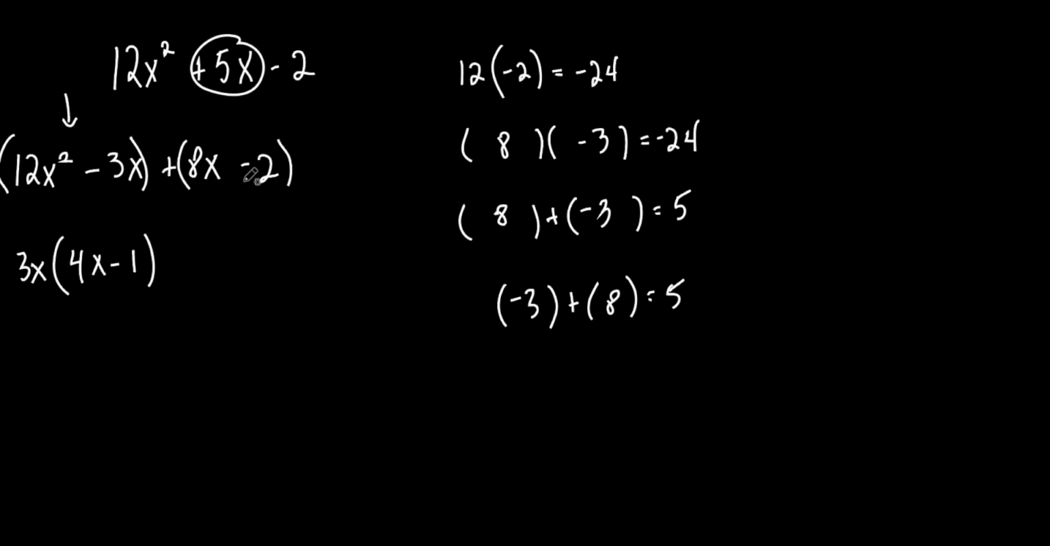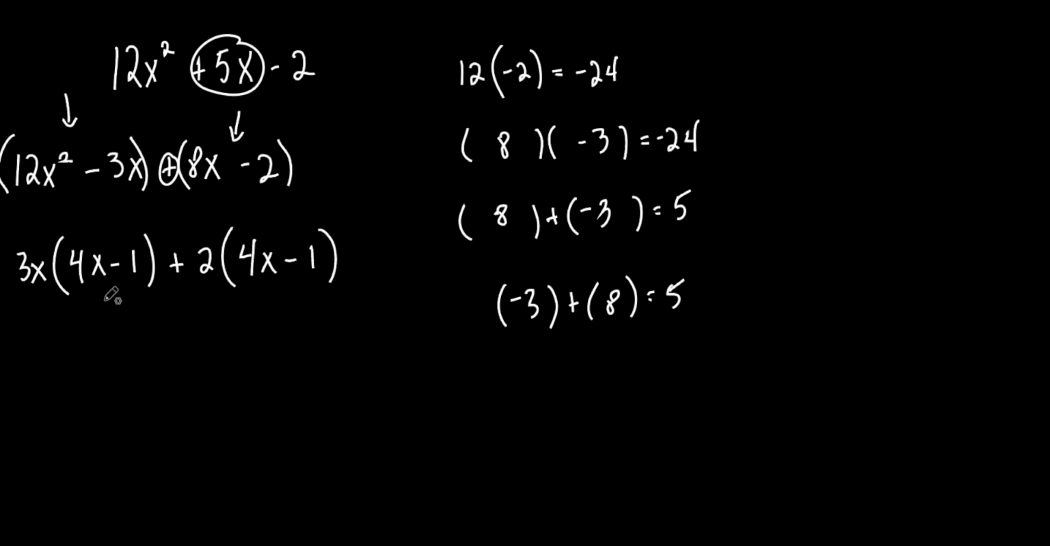Now I'm going to do the same thing in this parentheses right here. Is there something in common with both of these? A 2. Right, so I'm going to put a plus because of that sign right there. I'm going to factor out a 2, and I'm going to figure out what's left over. So 8x divided by 2 is what? 4x. Minus 2 divided by 2 is 1.